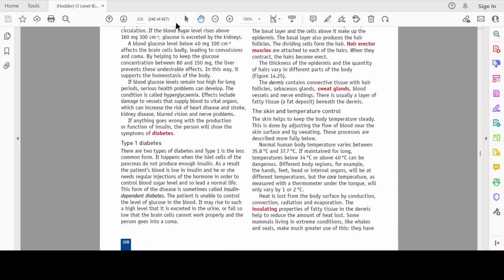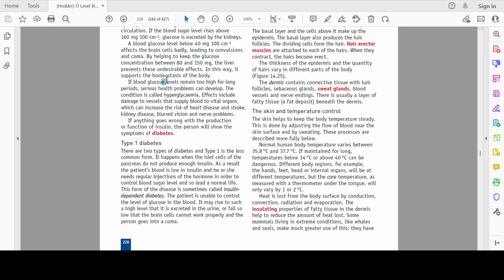Then, if the blood glucose concentration falls below 40, that's very low. Obviously the brain is the highest consumer of energy, and so it's being deprived of that energy, because glucose is used for aerobic respiration, and that could lead to convulsions and a coma. So the body needs to maintain the blood glucose level between 80 and 150 milligrams.